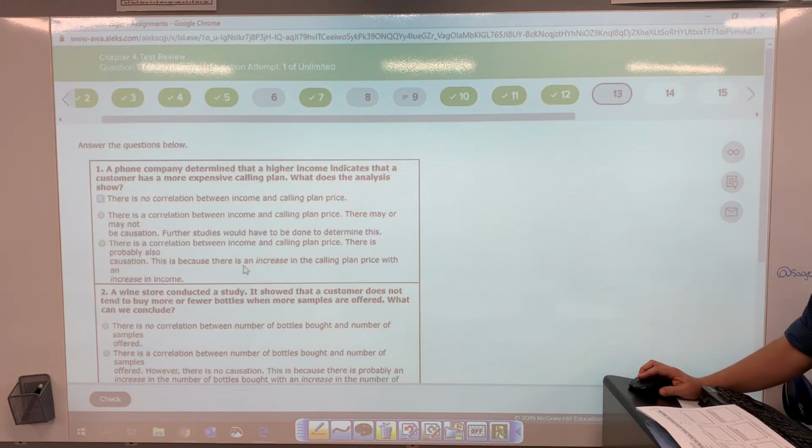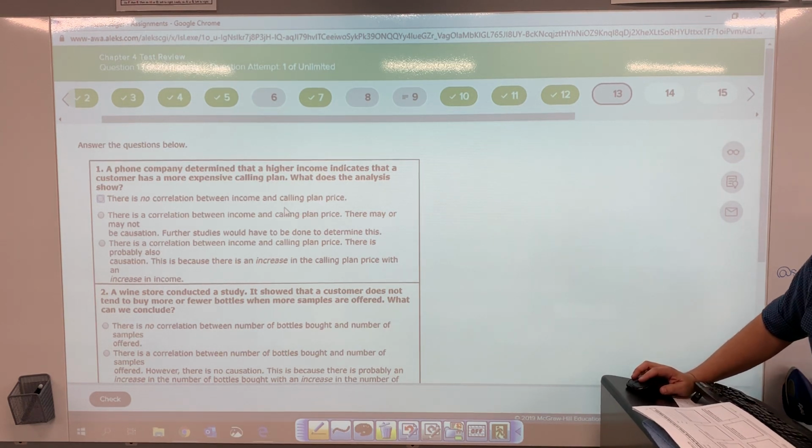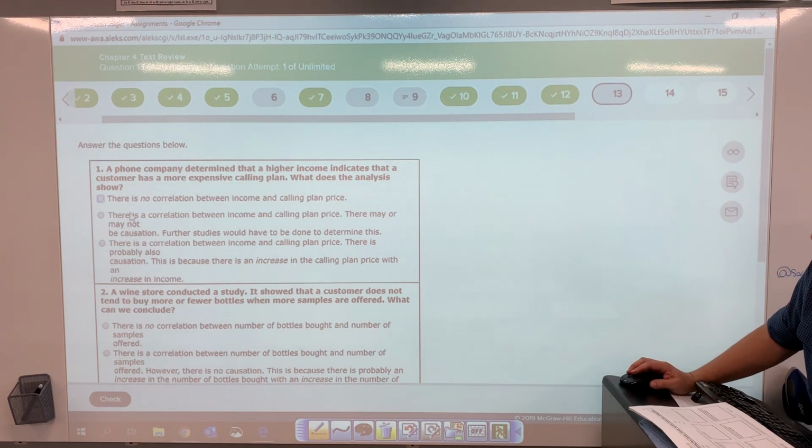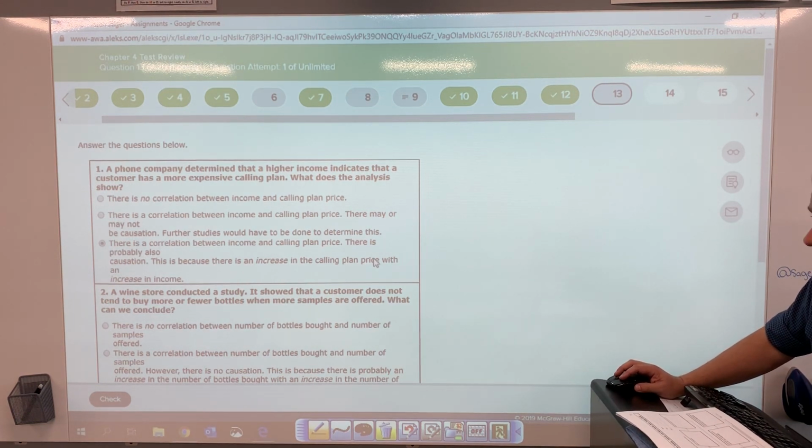13. Correlation questions. Now, I will say I will probably get these wrong. Very hard. A phone company determined that a higher income indicates that a customer has a more expensive calling plan. What does this analysis show? Well, if they've done the research, there's a correlation between income and pricing. There may not be cause. Further studies. If that's true, there'd be a correlation and a cause because there is an increase in the calling plan price with an increase in income. I don't like that explanation, so I'm going to go with number 1.